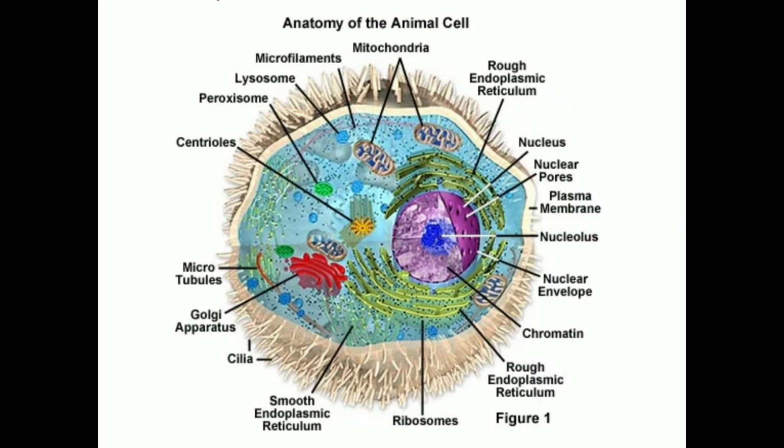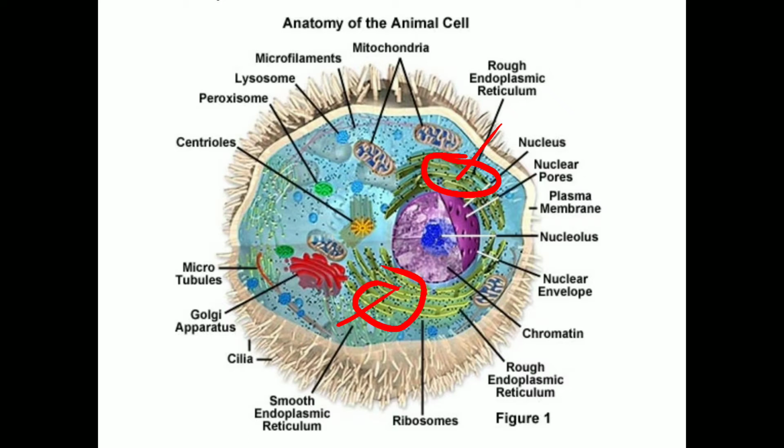See here, first the rough endoplasmic reticulum is here, and then here the smooth endoplasmic reticulum. What is the difference between the rough endoplasmic reticulum and the smooth endoplasmic reticulum? See here, the structures have ribosomes. Here, on the surface of the structures there are no ribosomes. If the structures have ribosomes on the surface of the endoplasmic reticulum, it is called a rough endoplasmic reticulum. If there are no ribosomes on the surface of the ER or endoplasmic reticulum, that is called a smooth endoplasmic reticulum.